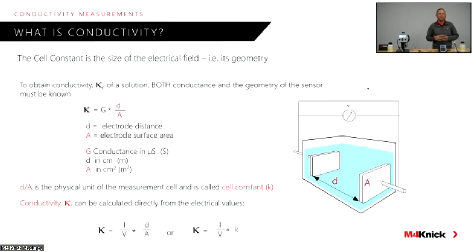Let's take a little bit of time here and talk about the different electrodes or different sensors that are used out there in the industry, and more importantly, which one's best for certain applications.